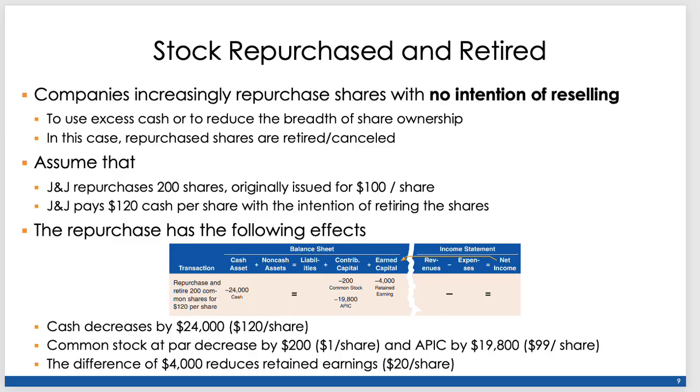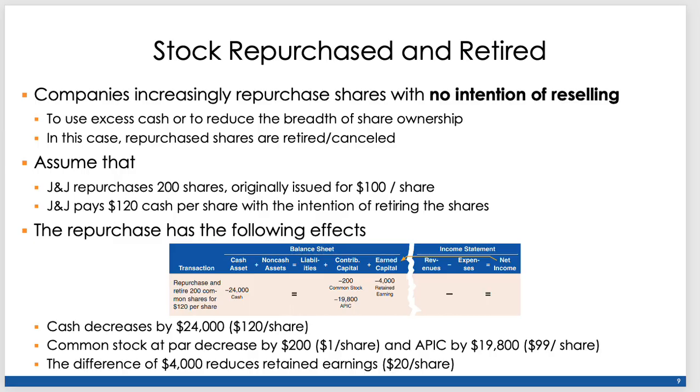Occasionally, shares might be repurchased and then retired. Retirement is a permanent declaration that the company has no intention of ever reselling these shares to the public, and therefore it is repurchasing them and canceling them from ever being issued. If in this particular case J&J repurchased 200 shares which were originally issued at $100 a share, and then having paid $120 per share, retires them without ever having the intention of reselling them, you can see the financial effects of how this plays out.